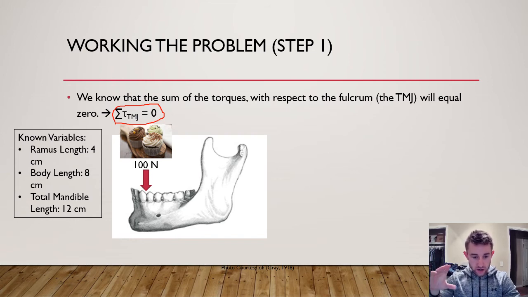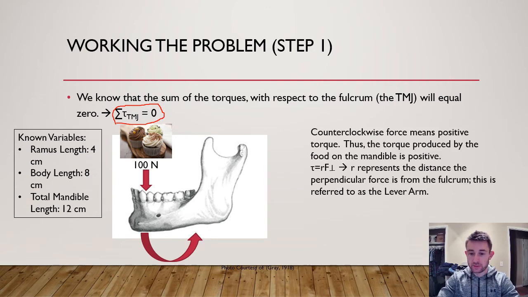It's because it requires 100 newtons to chew it, so it's going to exert an equal and opposite force, Newton's third law, down on our jaw. This force is moving in a counterclockwise direction because it's moving down, so that torque is going to be counterclockwise. This means that the torque produced by the food is positive. So we know that the torque is equal to the perpendicular force multiplied by the lever arm.